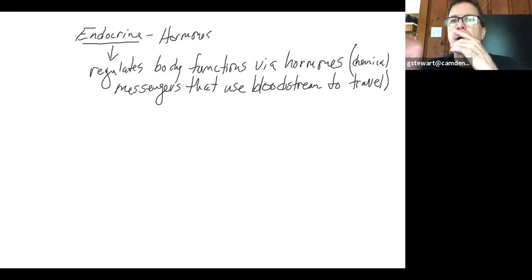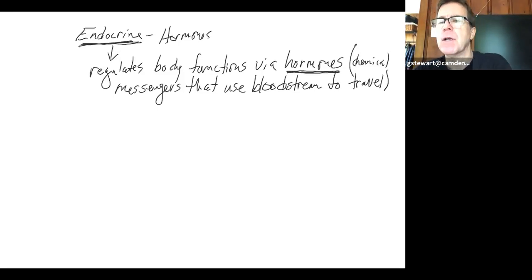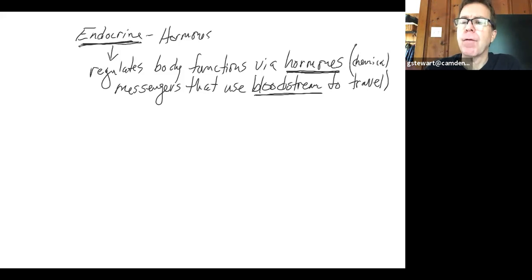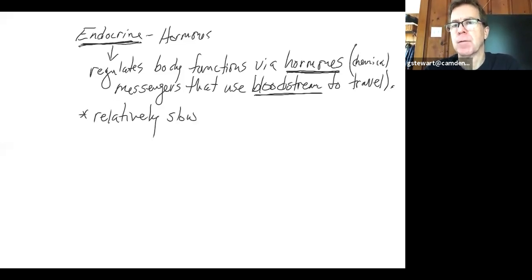And so an endocrine gland secretes a hormone, which is a tiny, really small chemical messenger that then is secreted into the blood. And then that hormone basically travels everywhere the blood goes. So it goes all over the body, everywhere that blood is circulating. And when it finds its target site, it binds to it. So it regulates body functions via hormones. It is relatively slow acting, especially compared to the nervous system.